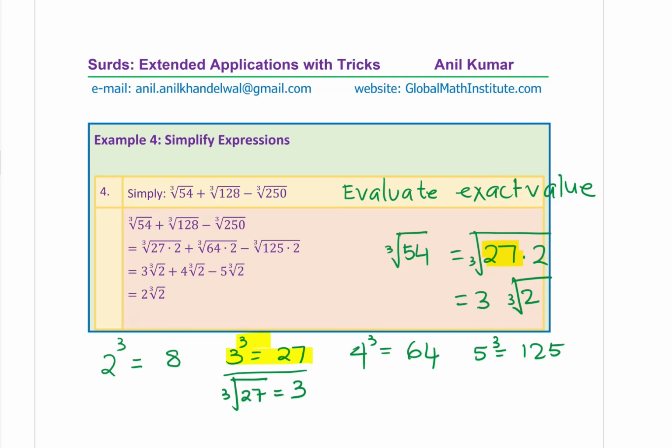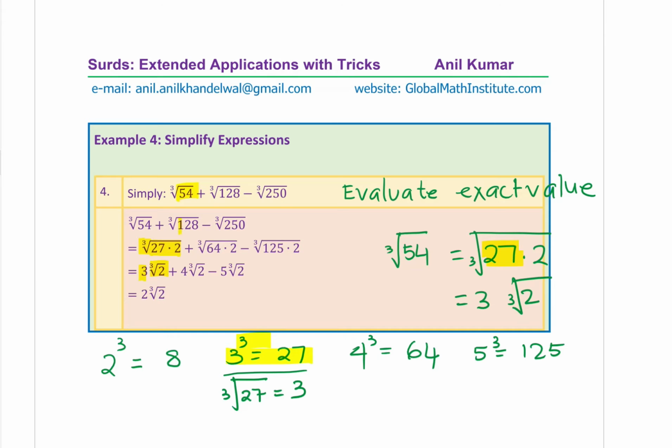So this is the strategy which we are going to follow. So as you can see here, 54 cube root has been written as 27 times 2 cube root. Now 27 cube root is 3. Remaining is 2 cube root. So that is how we could simplify it. Perfect. So I hope this step is absolutely clear.